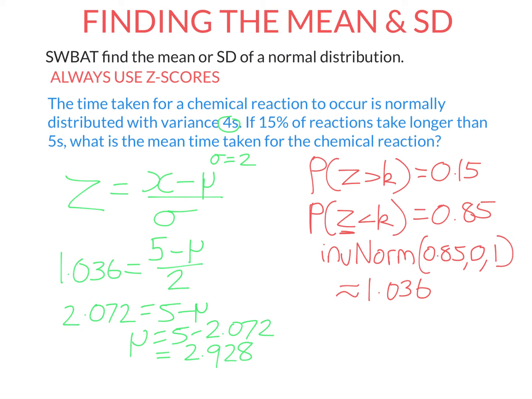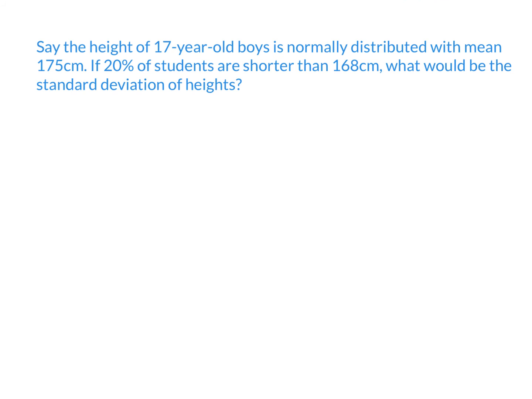All right, let's look at a similar example, but this time finding the standard deviation. Let's say the height of 17-year-old boys is normally distributed, with mean 175. We know 20% of students are shorter than 168 centimeters, and we're going to find the standard deviation. We're going to do exactly what we did on the previous slide. We're going to figure out for 168 centimeters how many standard deviations that is below the mean. Again, I'll call that number K.